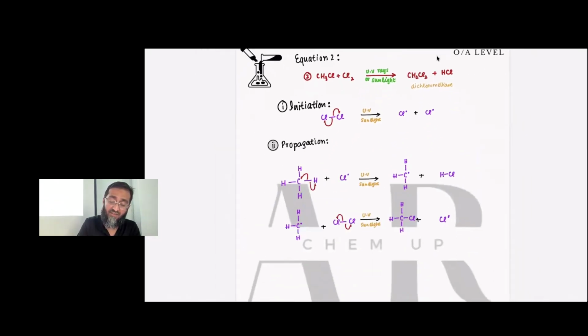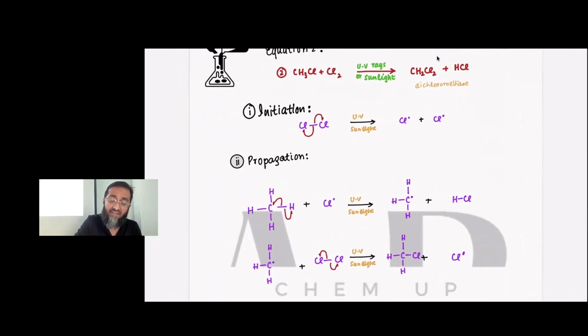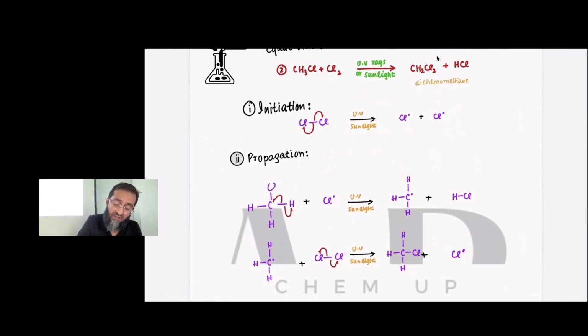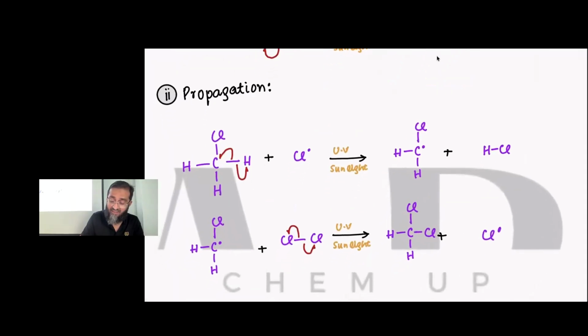So now, as you can see, our reactant is CH3Cl. What I'm going to do is remove one hydrogen and show a chlorine over there. Same thing. So our radical formed would already have a chlorine, because that one chlorine is already substituted. And then we will get CH2Cl2.